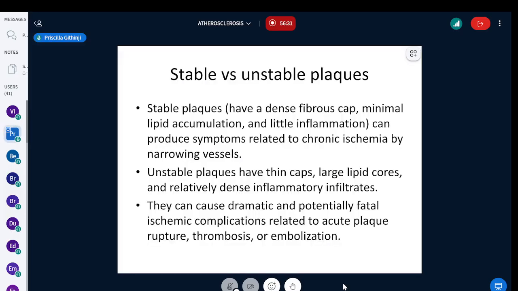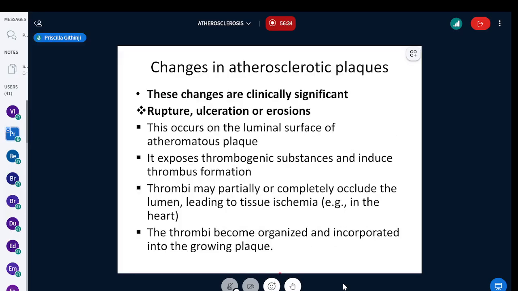These atheromatous plaques can undergo changes, and these changes are what lead to the symptoms that occur as a result of these plaques. So these changes are clinically significant. So one of the changes that can occur in atherosclerotic plaques is they can rupture, or they can ulcerate, or you can have erosions. So these occur on the luminal surface of the atheromatous plaques, what is facing where blood flows. And when you have a rupture, you have exposure of thrombogenic substances that induce thrombus formation.